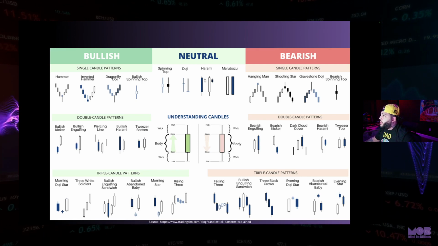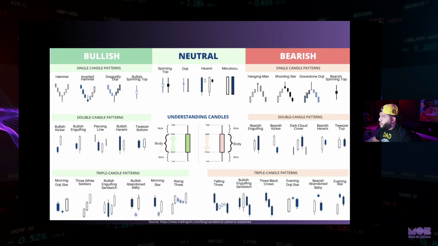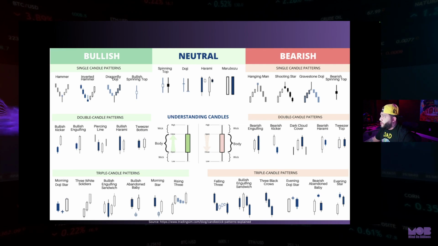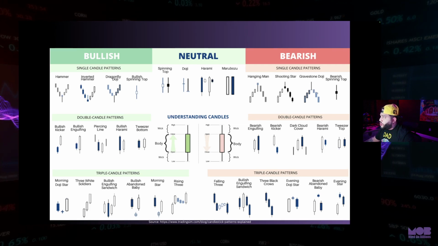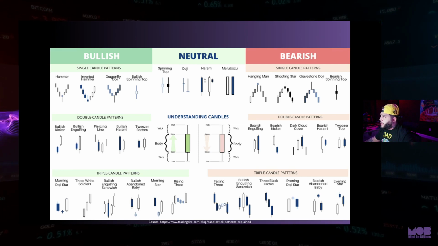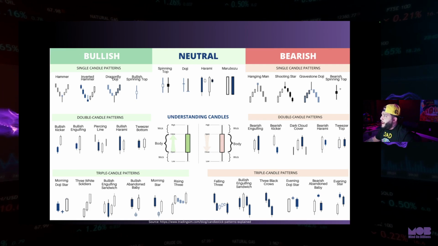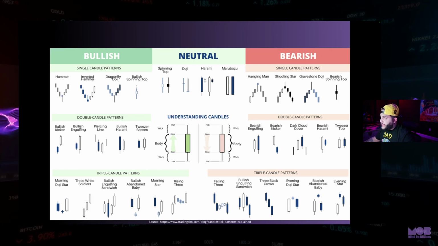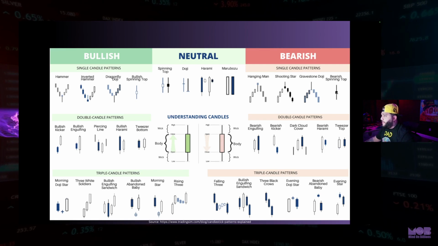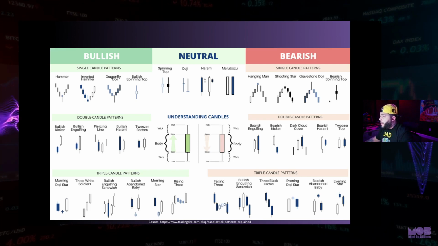Here's the gravestone doji, which is basically the dragonfly doji right over here. You start to see that it's going to start shifting. So it went up, started shifting, and then it goes down. Bearish spinning top is the same as the bullish spinning top right over here. So think of it like a shish kebab.